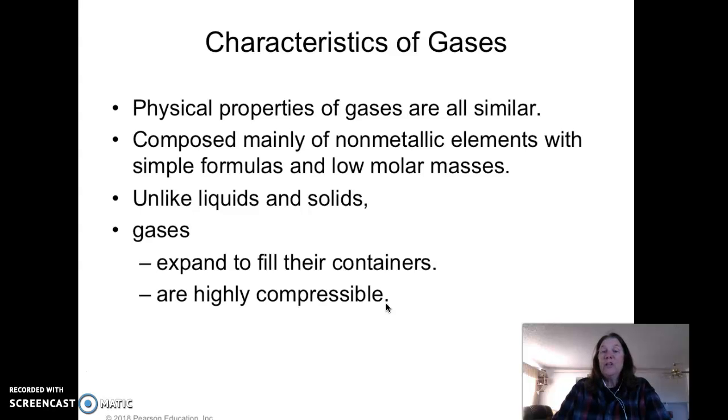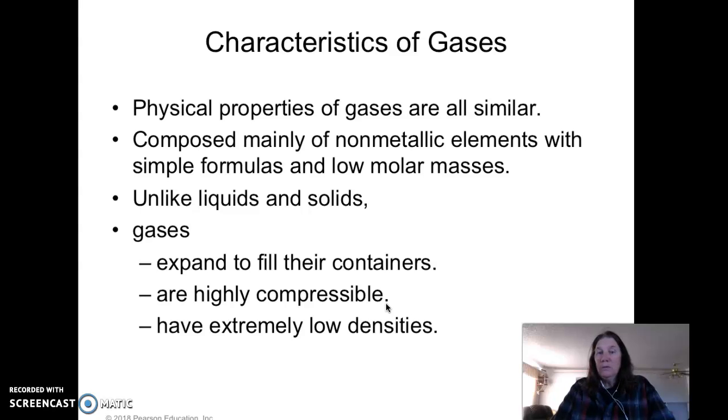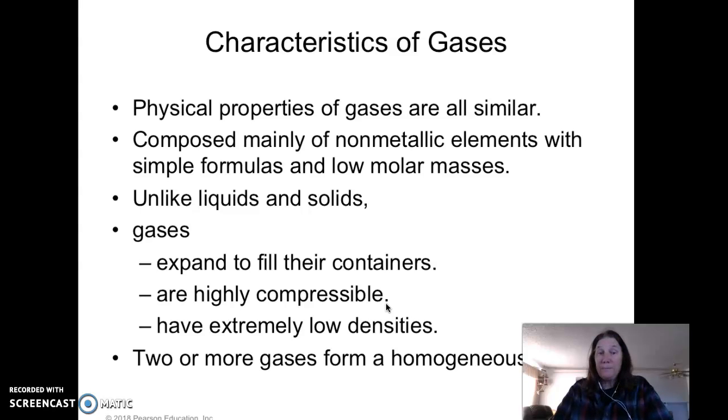It's very compressible, so you can squish gases back down. And they have very, very low densities. Remember, liquid water is 1. All the gases are like 0.2. And remember, density is how close the particles are. Well, in a gas, they're really far apart.